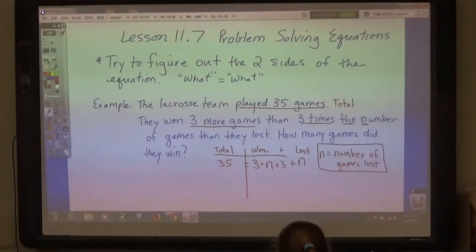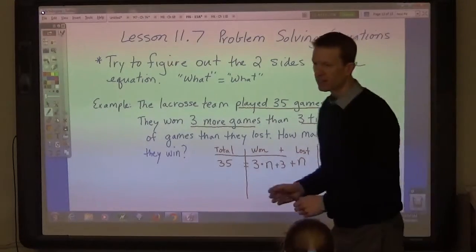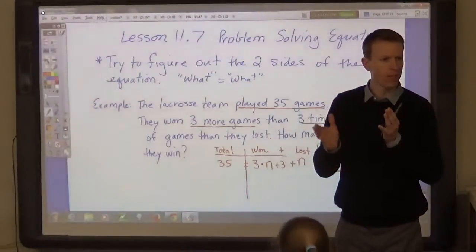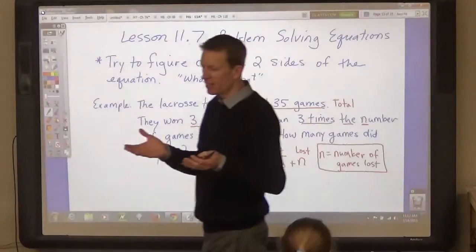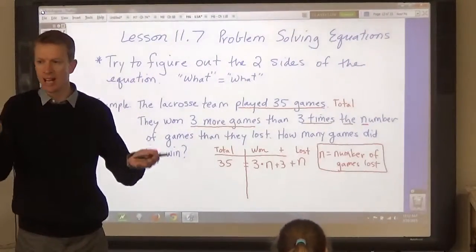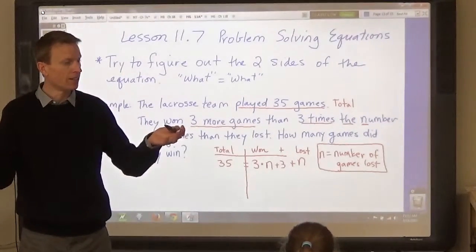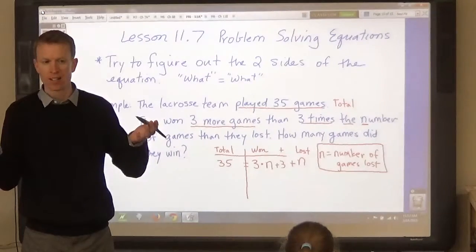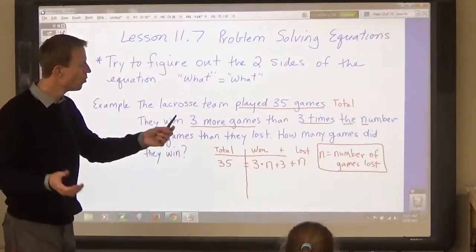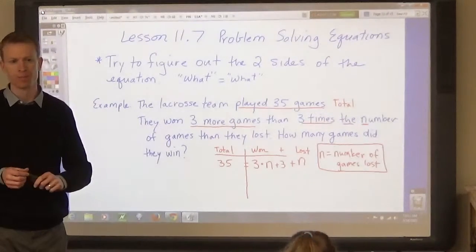All right, sixth graders. Lesson 11.7 is a problem-solving lesson, and it's going to help you figure out what an equation is. We've talked about an equation being two sides that are what? Equal, right. Two sides of the equal sign. Two amounts or two expressions that are equal.